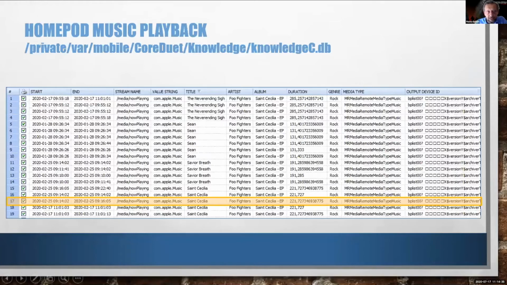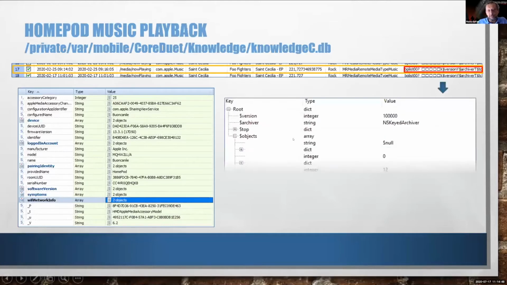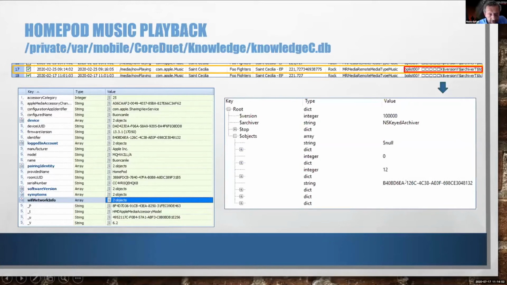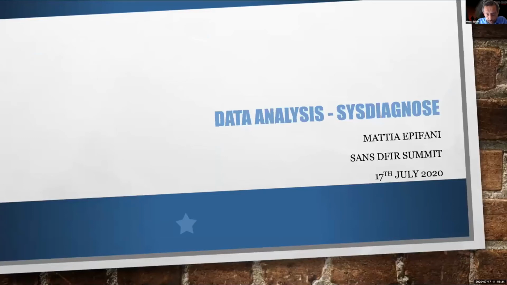named output device ID, and the output device ID is a binary plist file. And if we take a look at this binary plist file and we open it with a plist editor, what you can see is that there is a serial number string B40BD6, and that is exactly the identifier of the HomePod that we can get from the datastore. So what we can get from here is that that specific song was played and the output device was the HomePod. So basically the iPhone and the HomePod were close to each other, or at least you sent a command to the HomePod to play the music. So that's interesting. Yeah, that's the identifier, and I'm moving forward quickly.